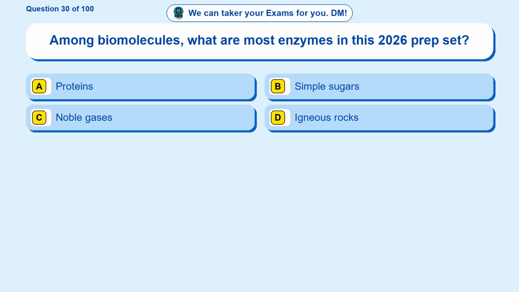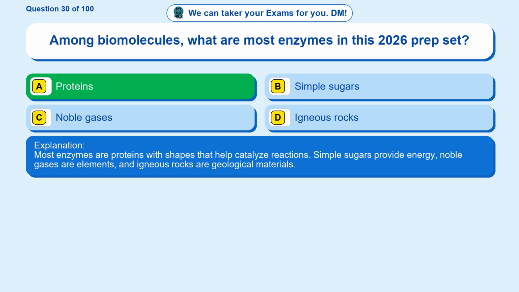Question 30. Among biomolecules, what are most enzymes in this 2026 prep set? Option A, proteins. Option B, simple sugars. Option C, noble gases. Option D, igneous rocks. The correct answer is option A. Proteins. Most enzymes are proteins with shapes that help catalyze reactions. Simple sugars provide energy, noble gases are elements, and igneous rocks are geological materials.